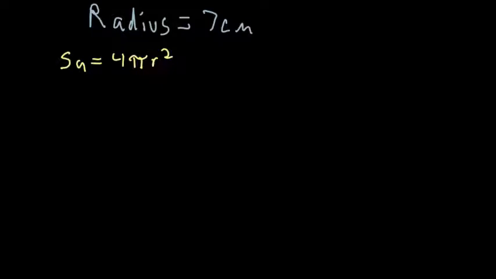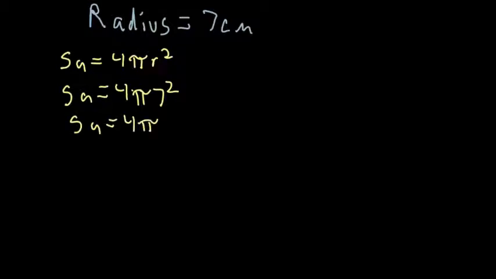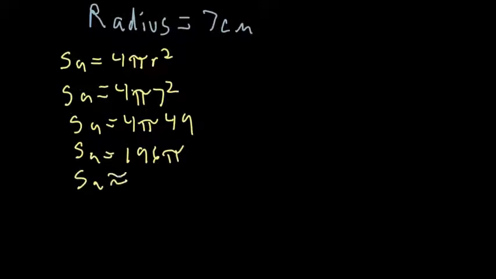Alright, our next sphere has a radius of 7. So we'll start with surface area. So surface area equals 4 pi r squared. So surface area equals 4 times pi times 7 squared, and 7 times 7 is 49. Next, do 49 times 4. So surface area equals 196 pi. Then take that 196 and times it by 3.14 to get a surface area of about 615.44 centimeters squared.